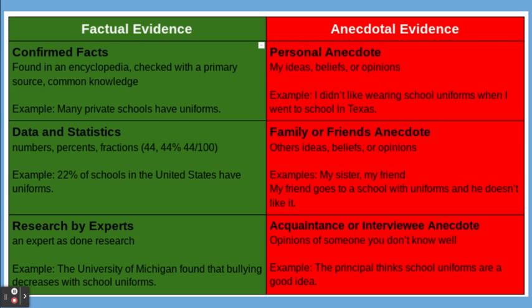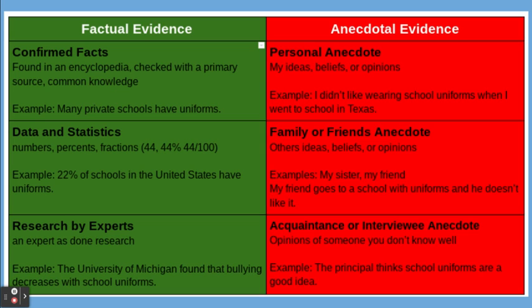Let's look a little closer. So there are two columns there on the screen. We have factual evidence in the green and anecdotal in the red. Let's just take a look at the three different types of factual evidence. We have confirmed facts, data and statistics, and research by experts. A confirmed fact, you can see the definition there, says it's something that you can find in an encyclopedia, check with a primary source, or maybe it's common knowledge, something that people learn in their schooling.